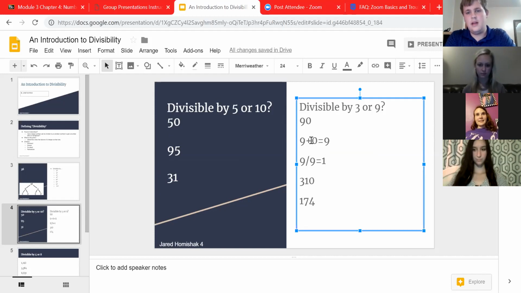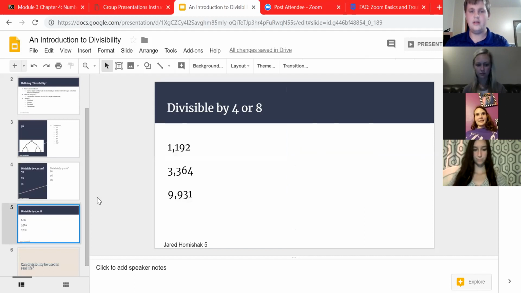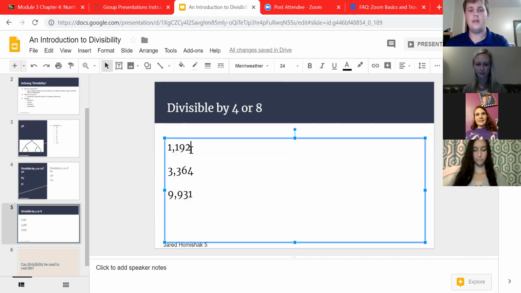That means that 90 is divisible by 9. And we know that because 9 times 10 is 90. With that being said, I want you guys to look at these other two problems and once again, solve it on your own. Alright, now that you've solved that, let's look at the last section, dividing by 4 or 8.